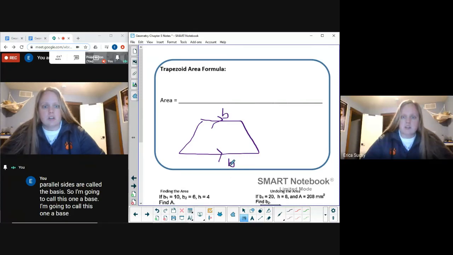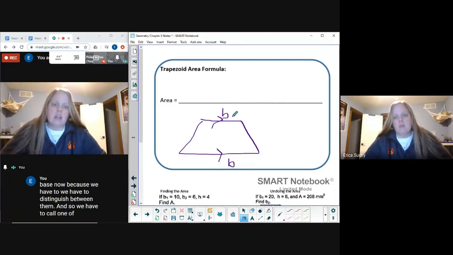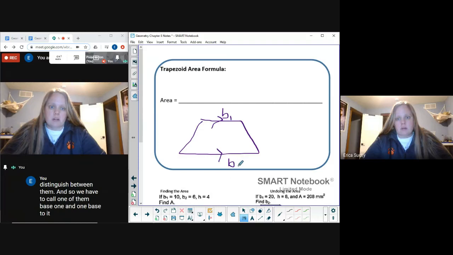Now, because we have two, we have to distinguish between them, and so we have to call one of them base 1 and one base 2. It does not matter which one is which. So I'm going to put a little 1 and a little 2 here.